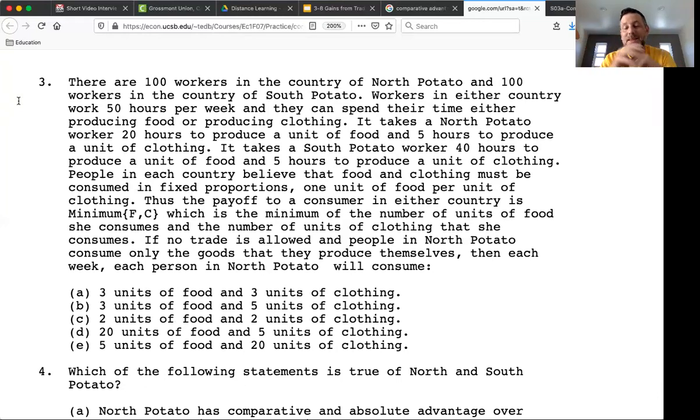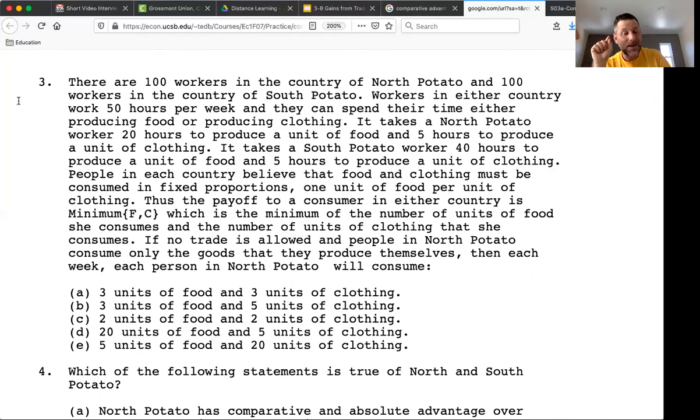If we wanted to set this up, notice that what we have going on here, it's the amount of hours that's changing. 50 hours versus 20 hours, 5 hours versus 40 hours. It's the input that is variable on this question. So this would be an input. So we'd set it up the same way, South Potato, North Potato on the side. We would have clothing and food up on the top of our table. We'd put our numbers in there, 50, 25, 40.